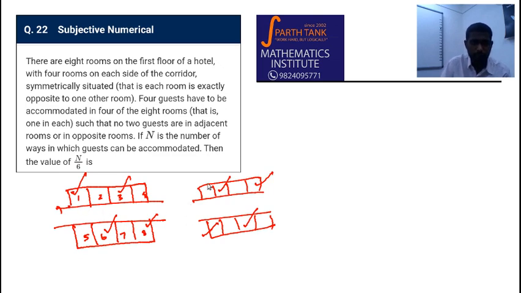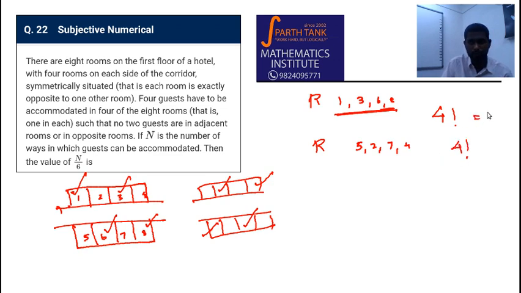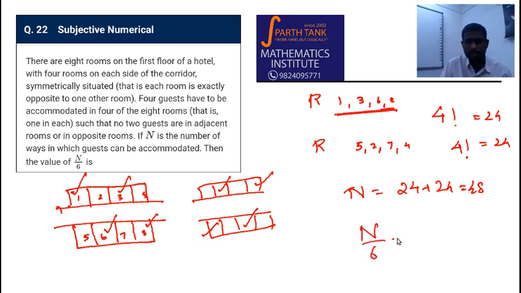So if you choose these 4 rooms, that is rooms 1, 3, 6 and 8, the guests can be arranged in these 4 rooms in 4 factorial ways. 4 guests, 4 rooms, 4 factorial ways. If you choose rooms 5, 2, 7 and 4, there is another 4 factorial ways of arranging. 4 factorial is 24 and 24. So the total number of ways n is 24 plus 24, 48. So n upon 6 is 48 upon 6, 8. So the answer is 8.